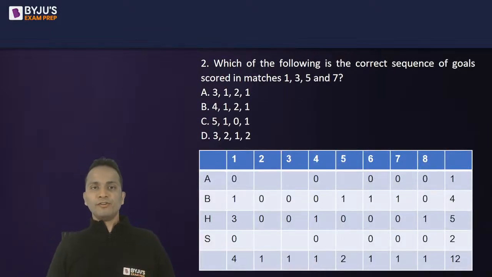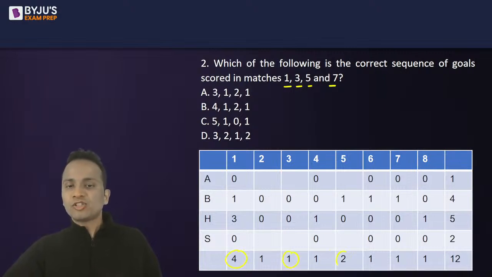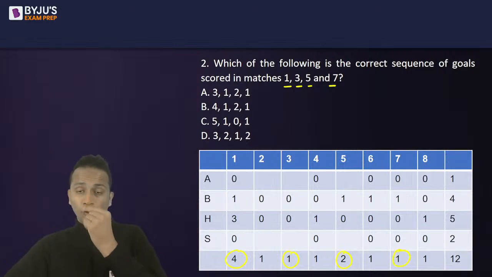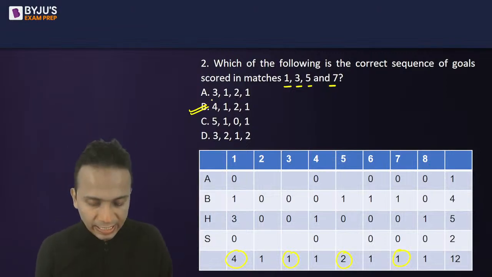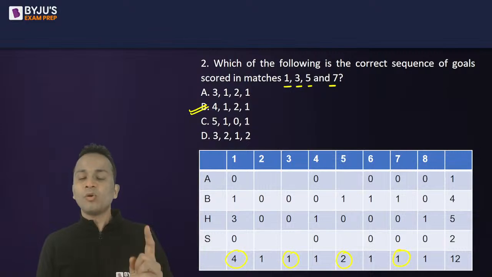Next question. Careful. Which of the following is the correct sequence of goals scored in matches 1, 3, 5, and 7? Match 1, match 3, match 5, and match 7: 4, 1, 2, 1. So 4, 1, 2, 1. This is the correct sequence. Yes, match 3 and 7 also have one goal.